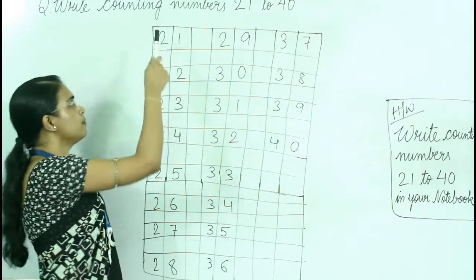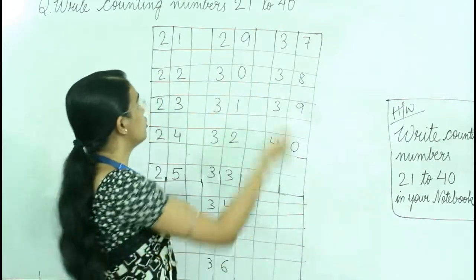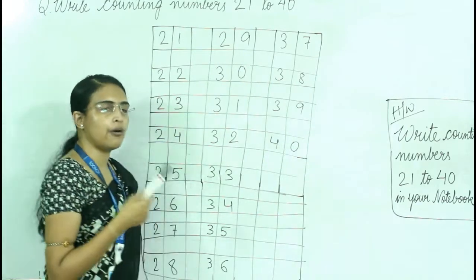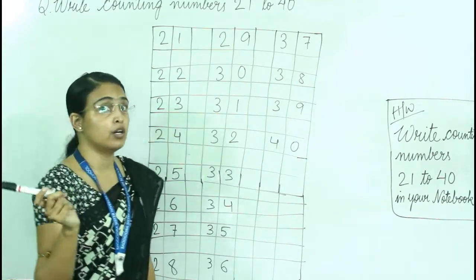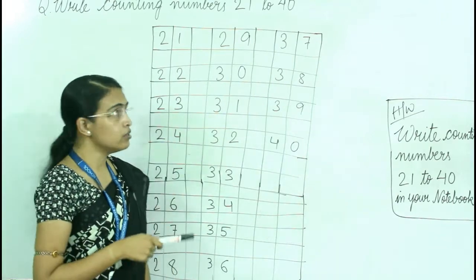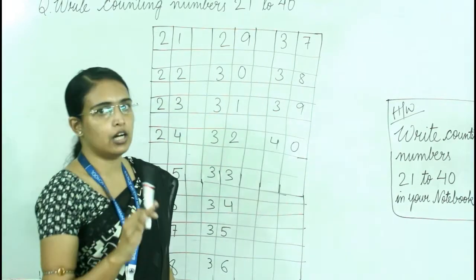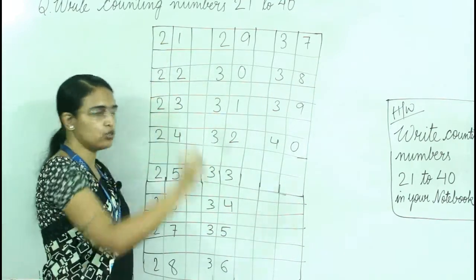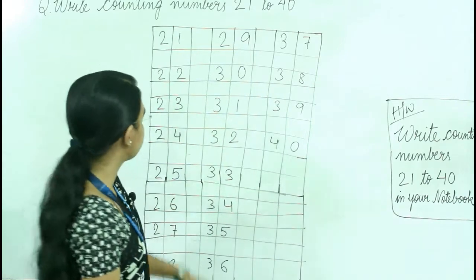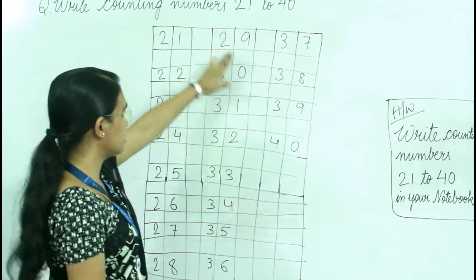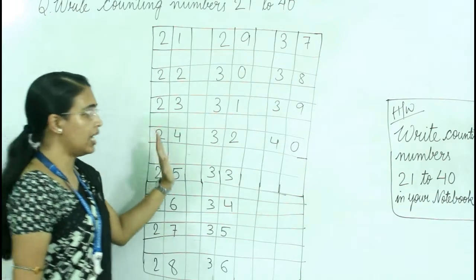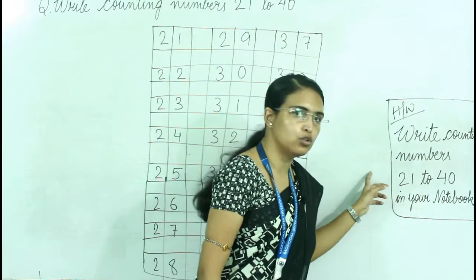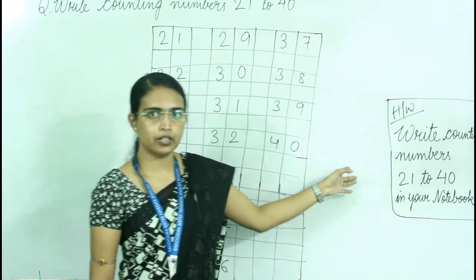So from today we are going to learn from 21 to 40. Okay, and in our previous class we have learned from where to where, from 1 to 20. We have already learned from 1 to 20. That's why today we are going to learn from 21 to 40. So practice these things at home, and this is your homework. Note down the homework and do it in your HW copy. Okay.